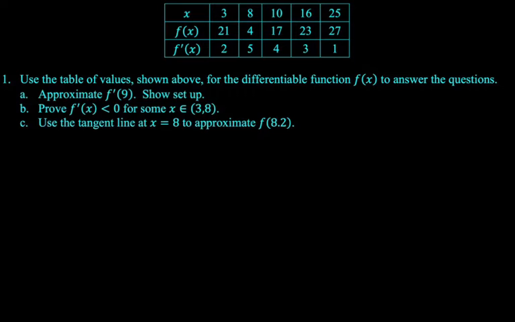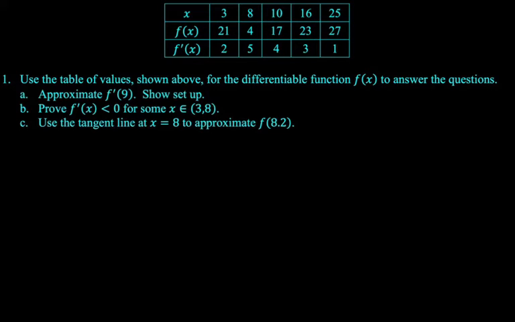Use the table of values shown above for the differentiable function f. So differentiable implies continuous in case we need it. So we could use the mean value theorem, or we could use the intermediate value theorem. Just thoughts you want to have to answer the question. So approximate f prime of 9, show the setup.